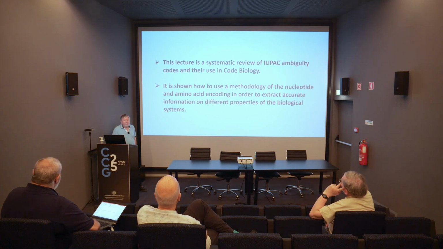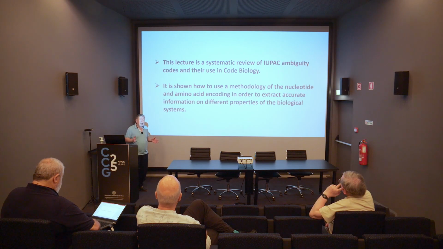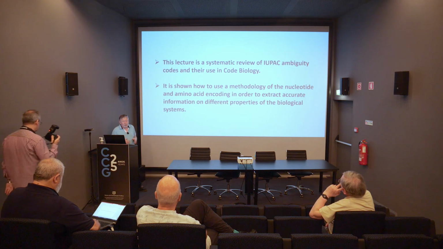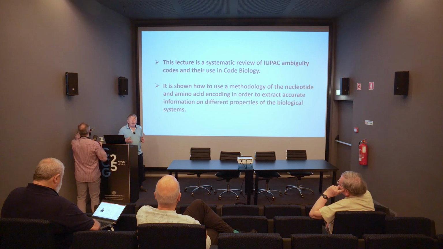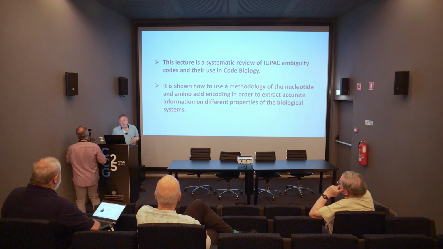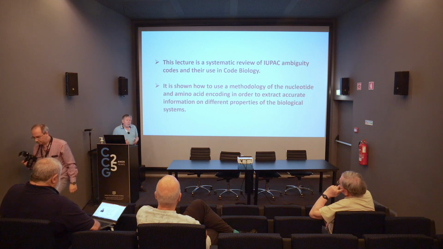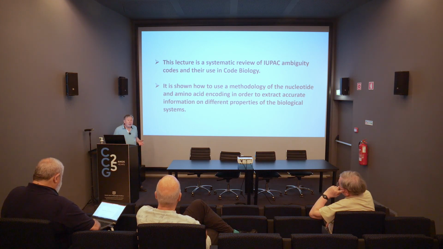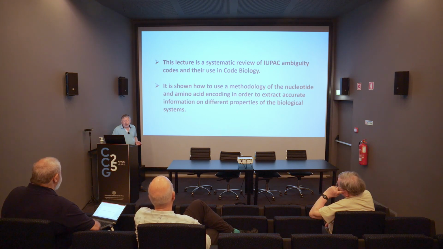Those ambiguity codes, or incomplete specification of nucleotide coding, were made due to the necessity to specify chemical structures of nucleobases and amino acids, to have a chemical nomenclature. It was made by the International Union for Pure and Applied Chemistry together with the Union for Biochemistry.